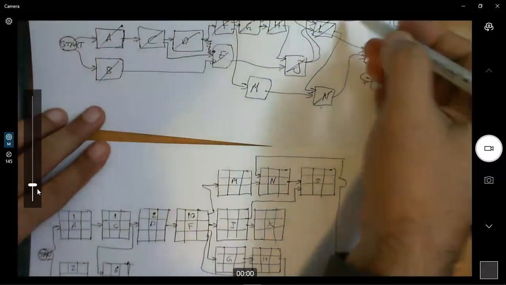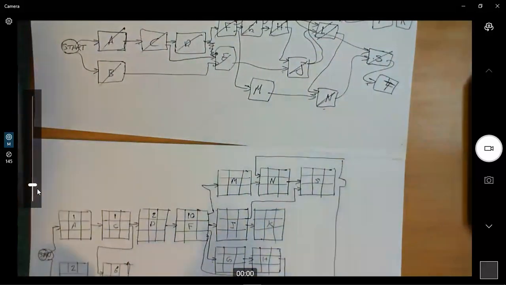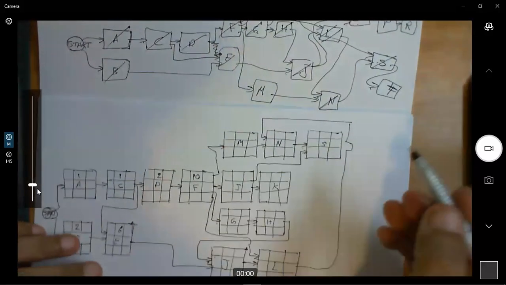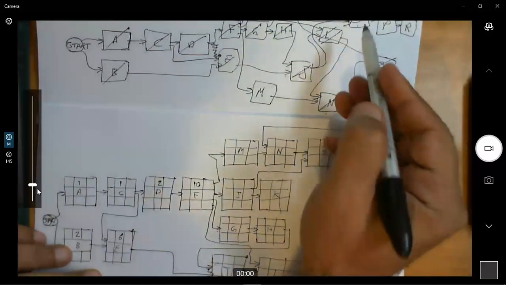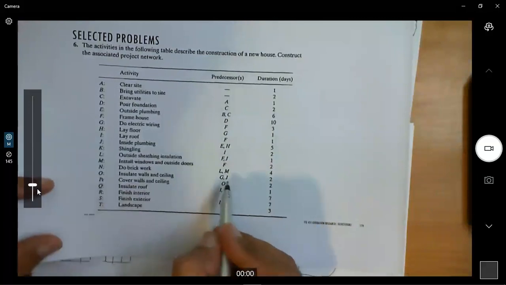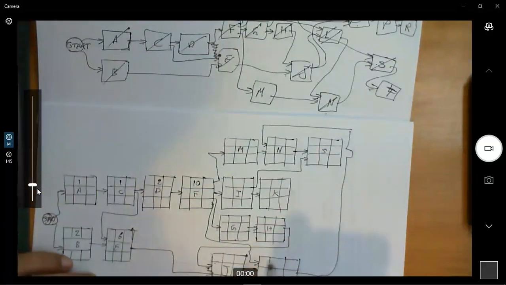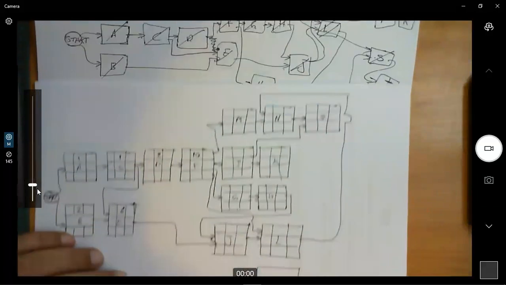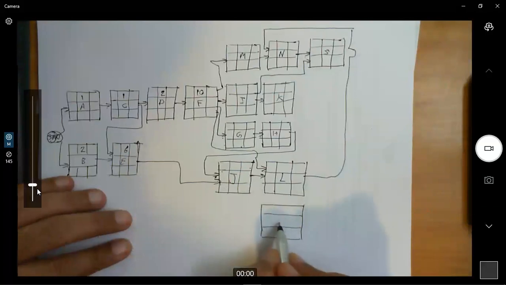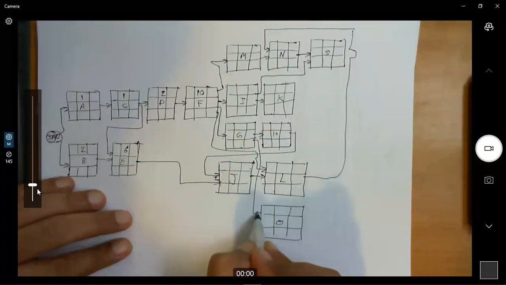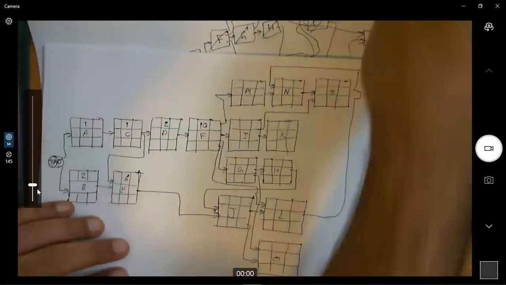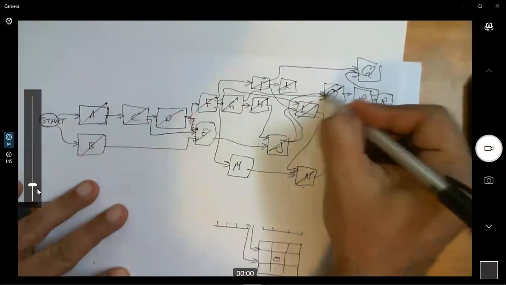What's left? We still have O and Q. Okay, so the predecessors for O are G and J. So that's the G and that's the J. Okay, so here this one is done.